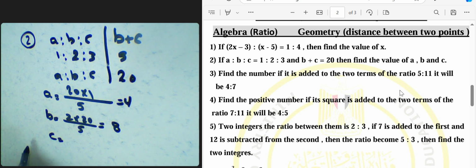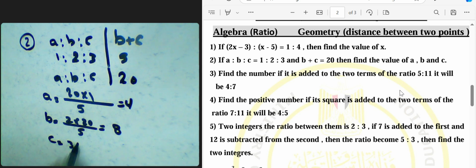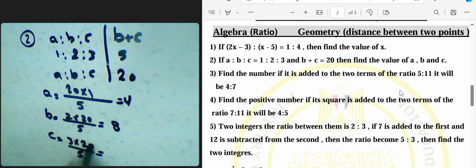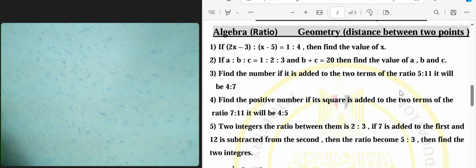And then you can find the value of C. 3 times 20 divided by 5. 20 divided by 5 equals 4, 3 times 4 equals 12. So the result will be 12, the value of C. So that was question number 2. Question number 3.